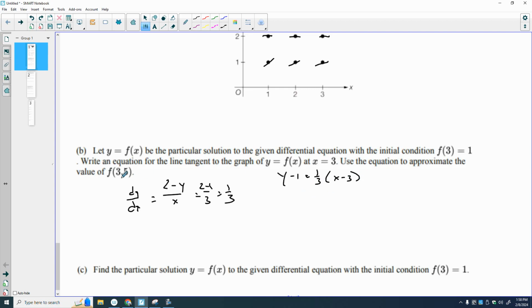I'm looking for that at 3.5. So y minus 1 equals 1/3 times 3.5 minus 3. And I end up with y minus 1 equals 1/3 times 0.5. But since my 1/3 is a fraction, let's make the decimal a 1/2. And I get 1/6. So y minus 1 equals 1/6. Adding 1, I get y equals 7/6, or 1 1/6.